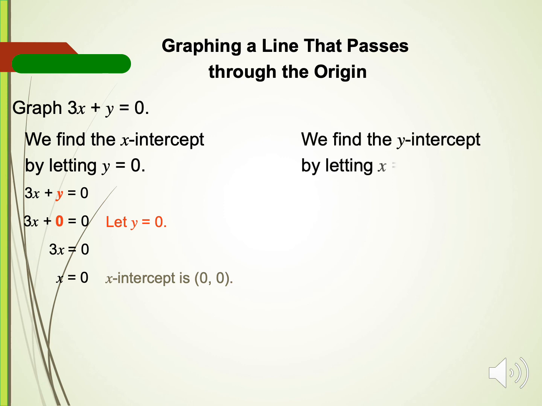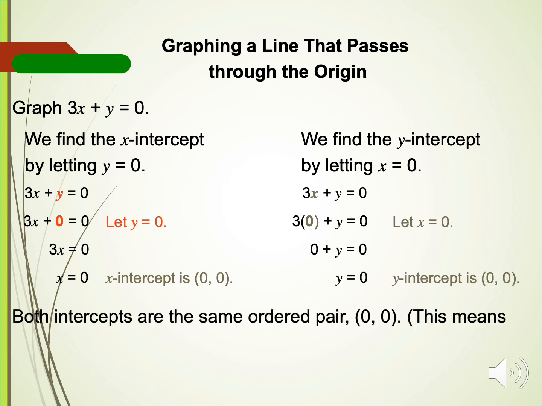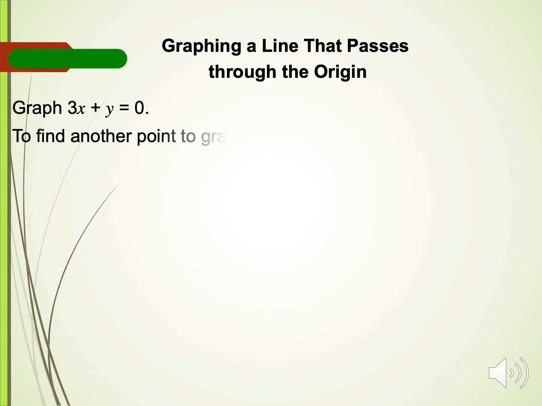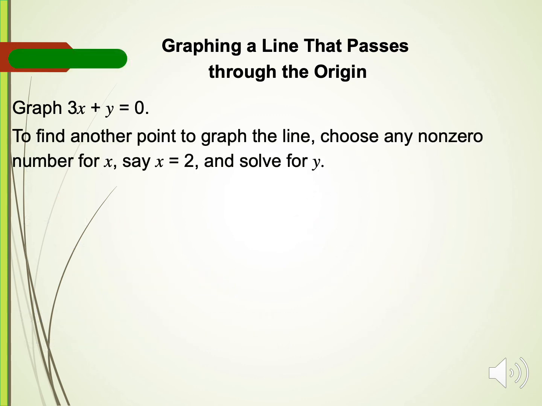Then if we are going to find the y-intercept, we let x be 0, so that is simply y equals 0. So we have the point 0, 0, and both the intercepts are the same ordered pair 0, 0, which is the coordinate of the origin. Okay, so this means that the graph passes through the origin. So it's 0, 0. Okay, so to graph that one, although we know that it passes through the origin, what we need to do is find a non-zero value for x and solve for y.